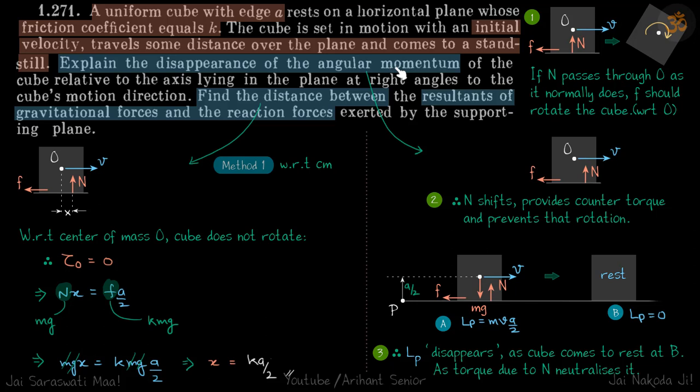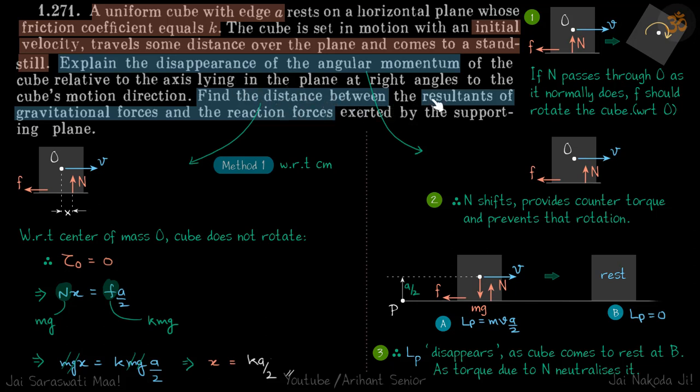Explain the disappearance of angular momentum relative to the axis lying on the plane. For example, you have this axis P, going inside the plane. With respect to that axis, initially it has some angular momentum, that is mv times a/2. And finally it is at rest, so the final angular momentum is 0 about P. So how come the angular momentum disappeared?